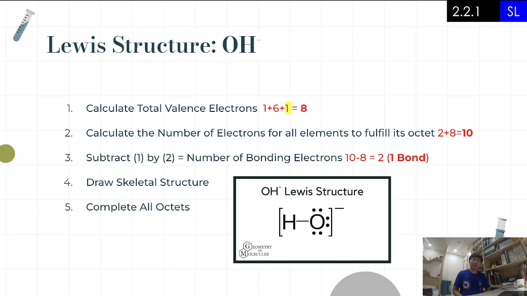And the total number of electrons for all elements to fulfill its octet, hydrogen needs 2. Remember, it doesn't adhere to the octet rule. And oxygen needs 8. So 2 plus 8 is 10. And 10 minus 8 is 2. So there's 1 bond. And when we draw the skeletal structure, we find that it's just H and a single bond to O. We complete the octet for oxygen. And lastly, don't forget, because it's an ion, we need to make sure to indicate that we borrowed an extra electron to make it an anion. So yeah, that's how you work with Lewis structures for covalent bonds.